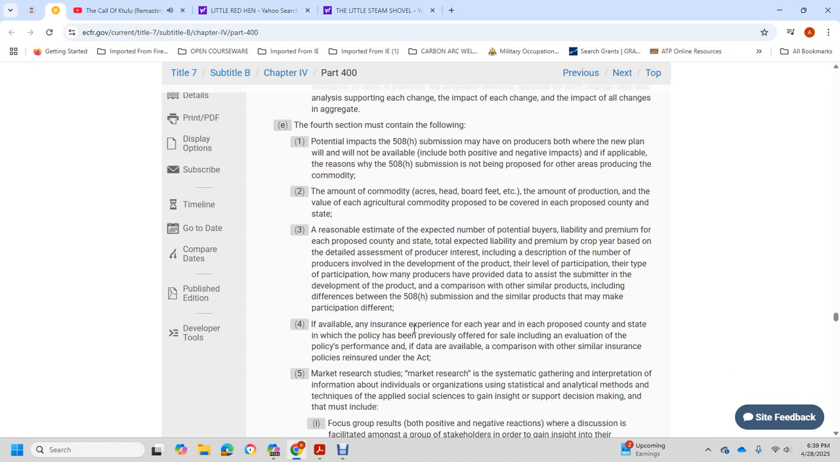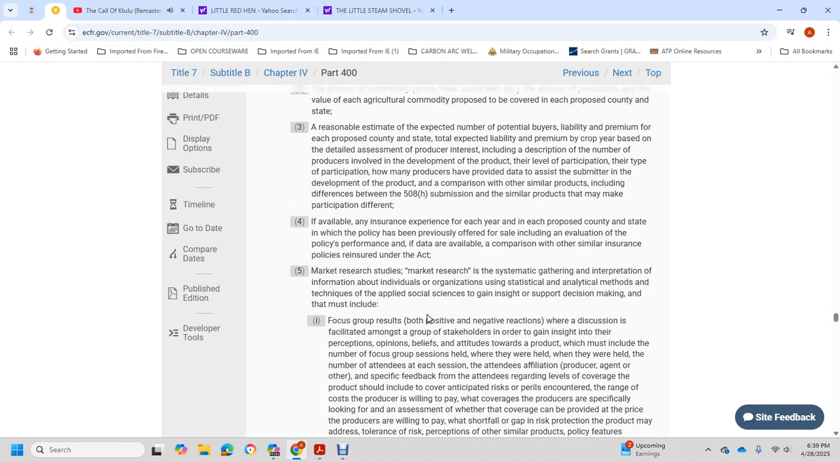A reasonable estimate of the expected number of potential buyers and the premium for each of the proposed counties of the state, with the total expected liability and premium of the crop, to give the basis of a detailed assessment of the interest, including a description of the number that proceed with involvement in the development of the product, level of participation and type of participation, and how many producers provided data to assist the submitter with the developers and product. A comparison with a similar product should include the difference between the 508 submission and similar products that may be participating.